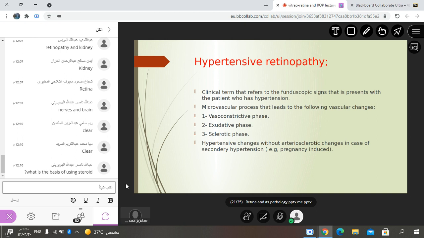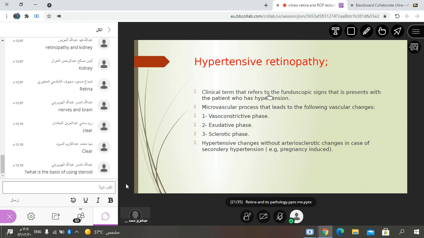The other indication is diabetic retinopathy. The other indication is uveitis, a chronic special type of uveitis, which is intermediate uveitis, after ruling out infectious causes. These are followed by post-operative macular edema. Sometimes we are using it, but this is based on the studies, based on evidence-based practice. Okay, hypertensive retinopathy.